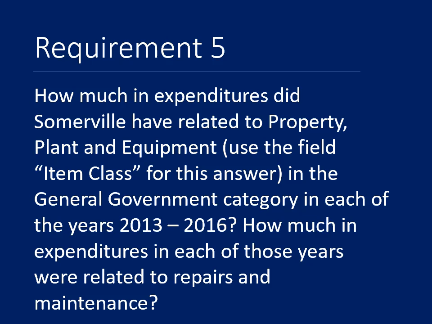Requirement 5 reads, how much in expenditures did Somerville have related to property, plant, and equipment? Use the field item class for this answer in the general government category in each of the years 2013 to 2016. How much in expenditures in each of those years were related to repairs and maintenance?